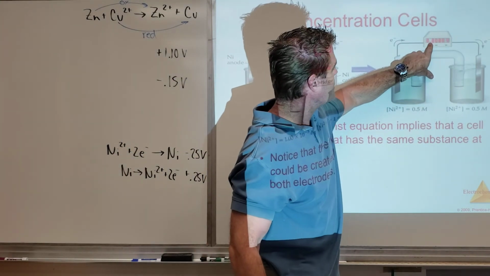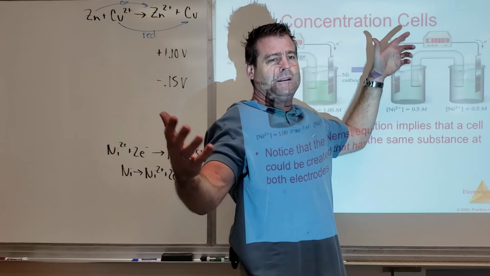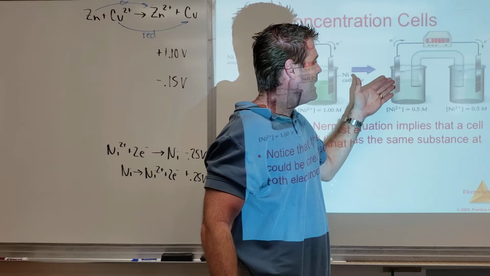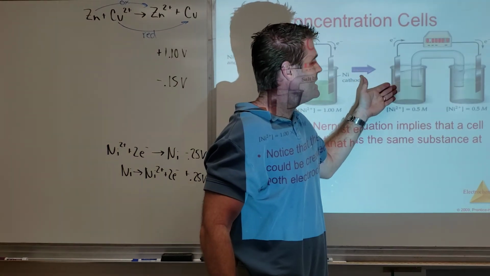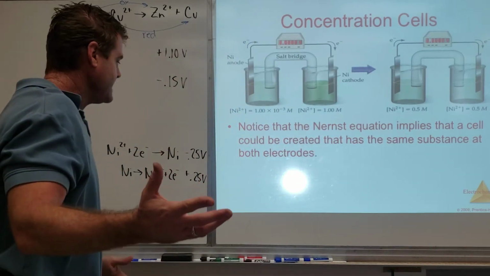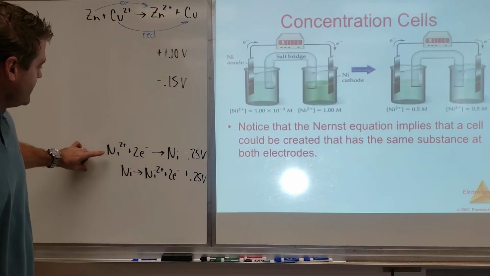In fact, what this is showing is 0.0 volts. I have the same exact substances in my oxidation as I do in my reduction, so I wouldn't expect anything to happen. This kind of makes sense, because look at what this is showing here. Now look at what we got here.